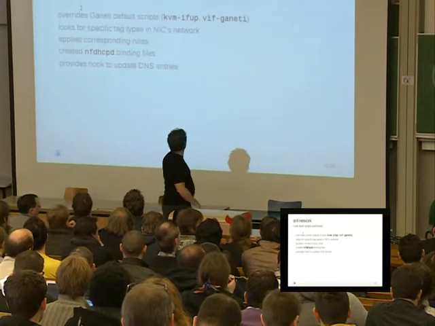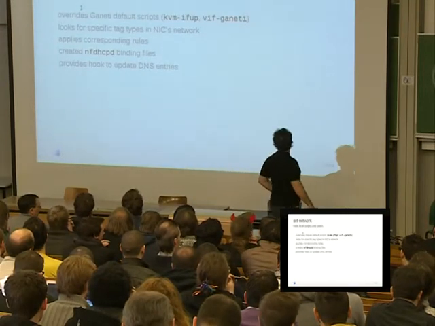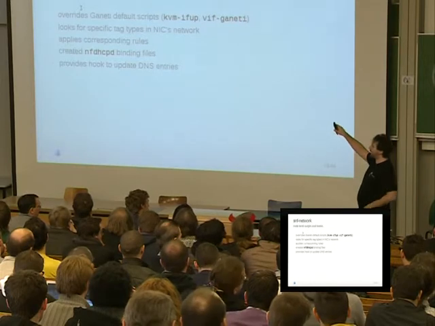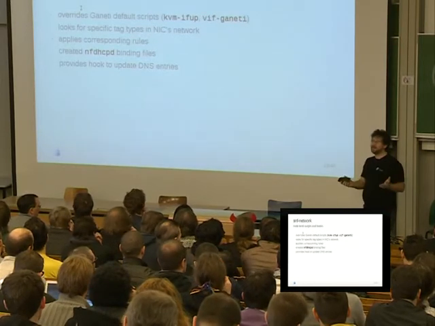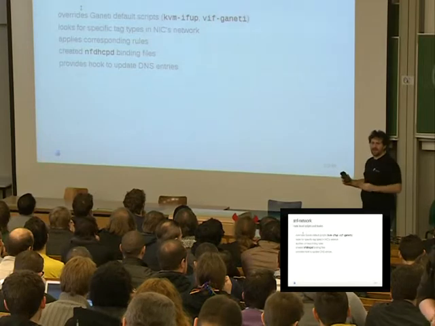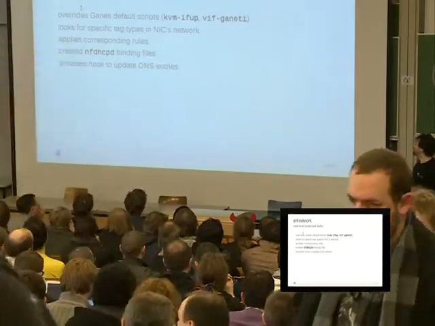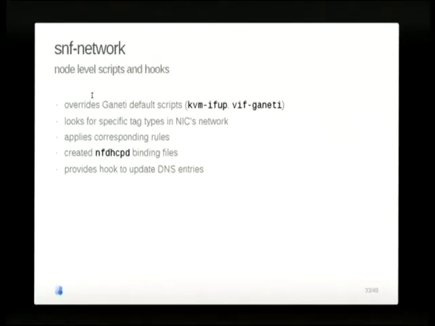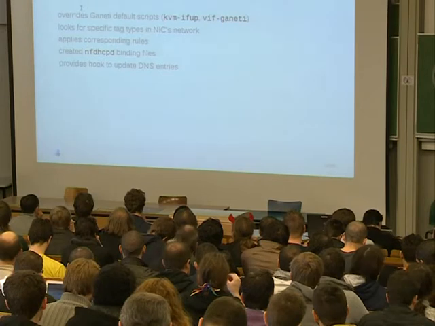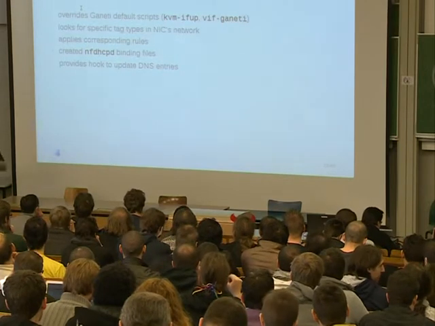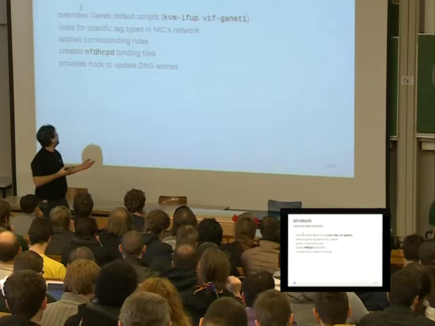So SNF network is what basically at the node level connects these machines to the networks and supports a bit more than the default KVM ifup or vif scripts in Ganeti. And then it uses NFDHCPD to actually help you give the machine the actual real IP. And this provides you a bit more, as you see, it allows you to, for example, update DNS automatically in case you have a DNS server that needs to be updated when a new machine is created, and things like that.